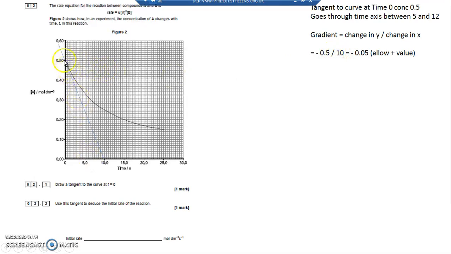It's actually a negative gradient because the line's coming down this way. If it were going back up the other way like that, it would be a positive gradient. This is a negative gradient, so it's minus 0.05, although you don't lose a mark for forgetting the fact that it's a negative gradient. So 0.05 is my initial rate here. Let's have a look at the second part of the question.